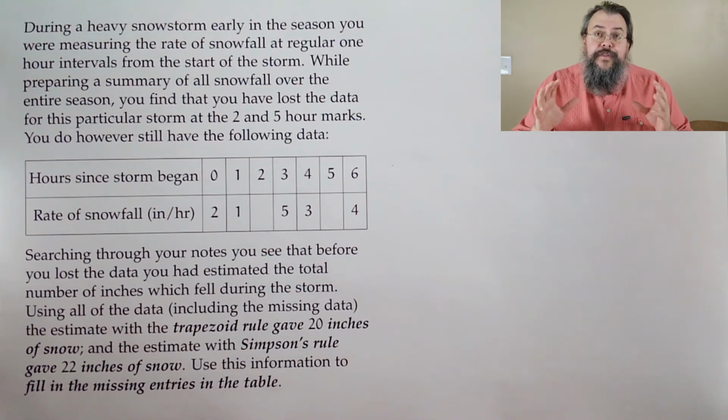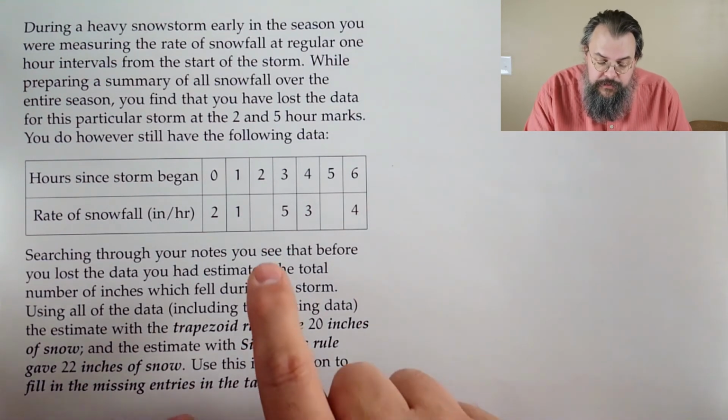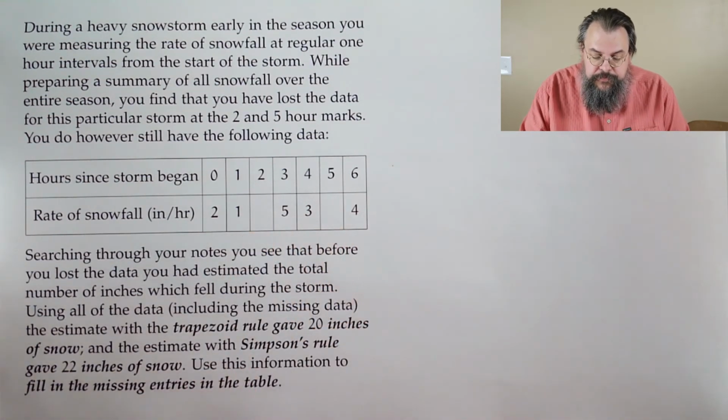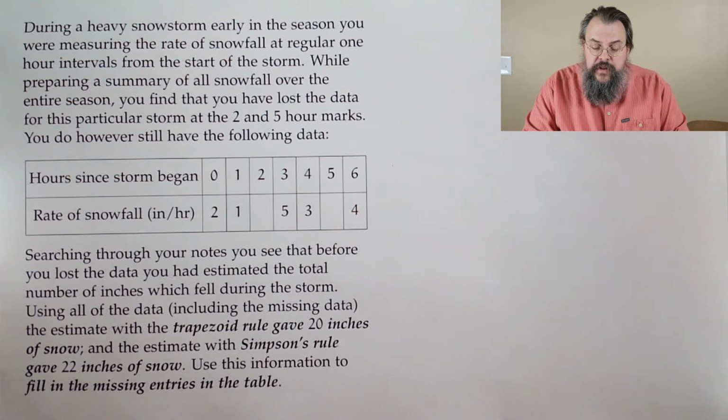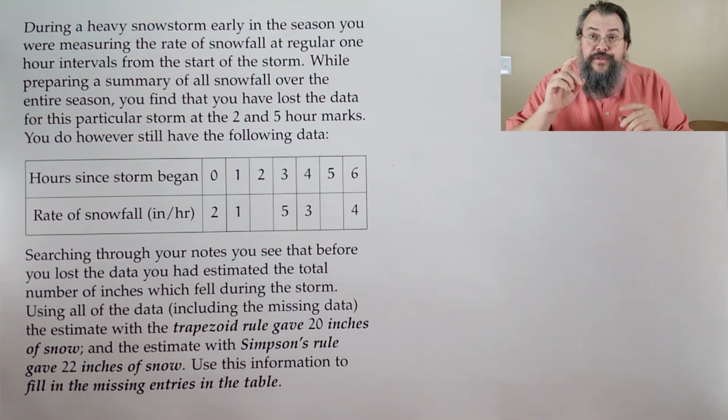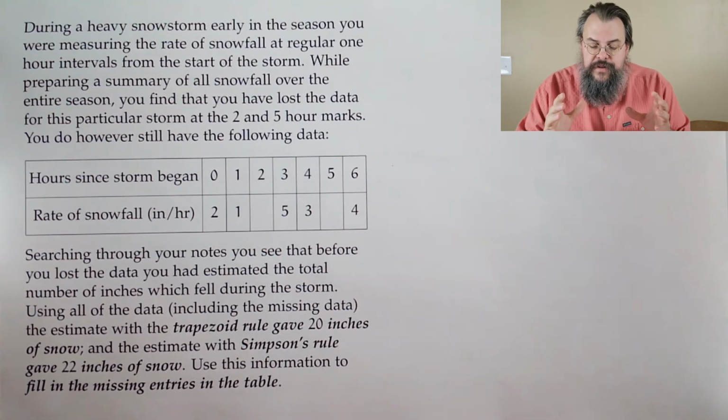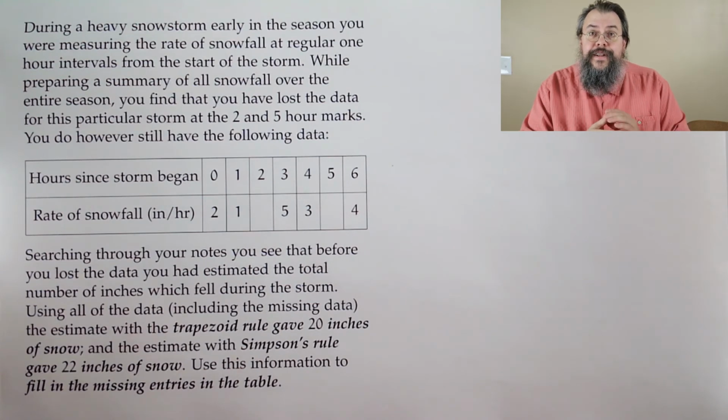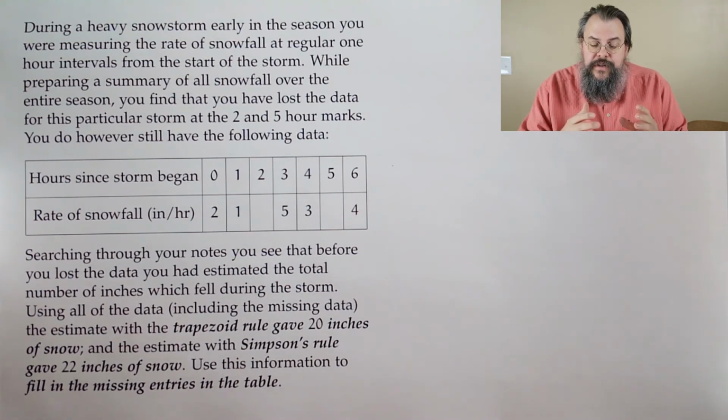Okay, so we have some data, but not all the data. We're missing 2 pieces of information. Searching through your notes, you see that before you lost the data, you had estimated the total number of inches which fell during the storm. Now, using all the data, including the missing data, the estimate, if you used the trapezoid rule, was 20. And the estimate, if you used Simpson's rule, was 22. Now, use the information to fill in the missing entries.